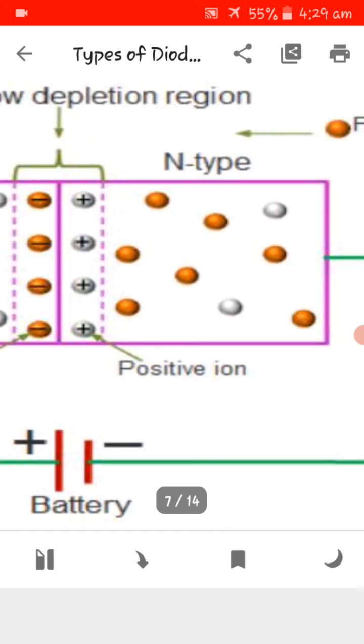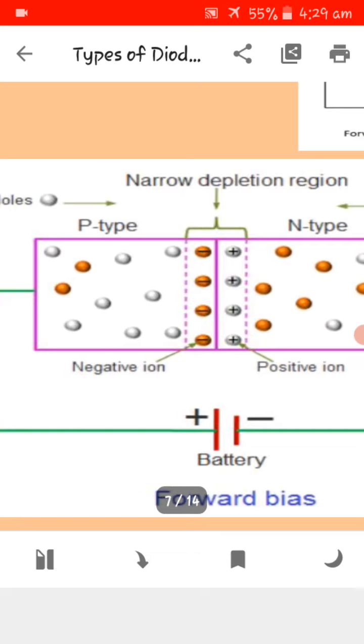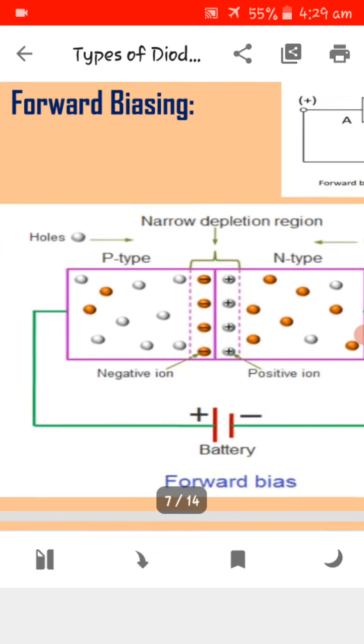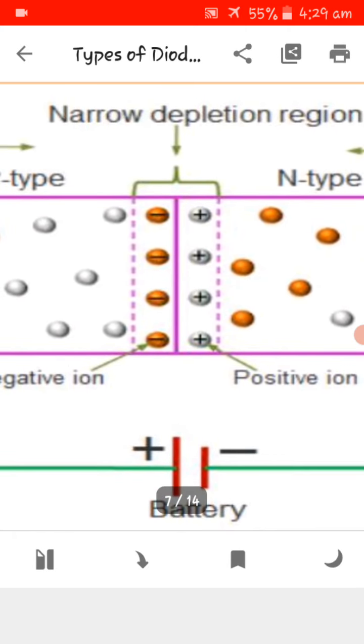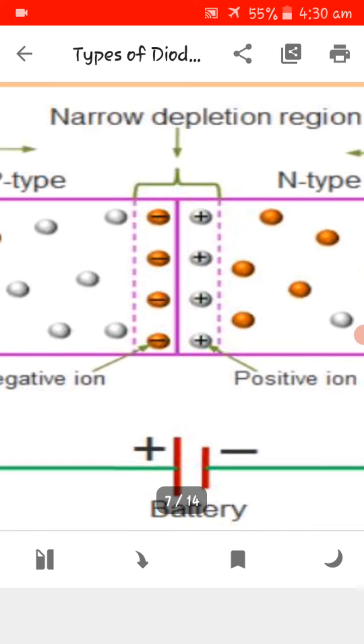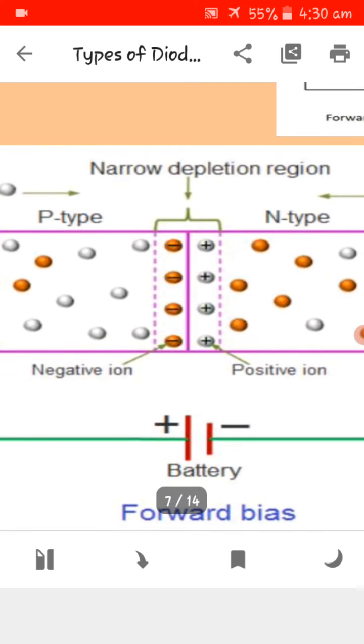Similarly, in the n-type semiconductor, free electrons are the majority, meaning in maximum numbers, and holes, that is positive charge carriers, are in small numbers, since they are minority charge carriers. I have listed a table below for that also. And in the middle region, that is the depletion region, we have the immobile ions. So negative ions at the left side, positive ions at the right side, in a narrow depletion region.